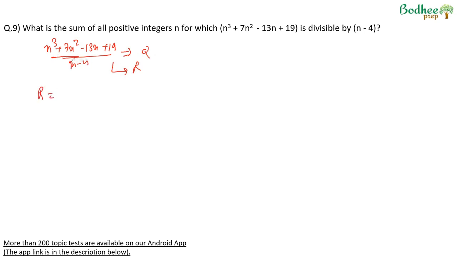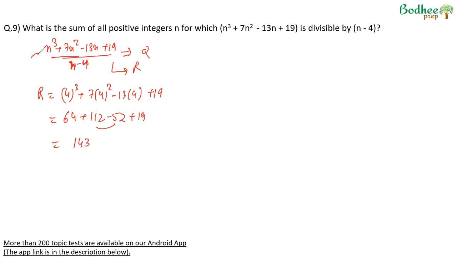So from n minus 4, we put n minus 4 is equal to 0, n is equal to 4, and put that value of 4 in the polynomial. So the remainder will be 4 cube plus 7 into 4 square minus 13 into 4 plus 19. Put the divisor equal to 0, get the value of n, substitute that in the numerator. 64, 16 into 7, 112, minus 52, plus 19. 112 minus 52 is 60, 60 plus 64 is 124, 124 plus 19 is 143.